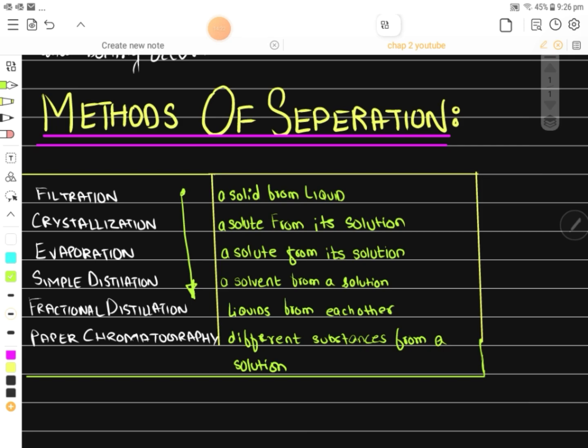Filtration: separating a solid from a liquid. Filtration is a process in which you remove a solid from a liquid. Crystallization: separating a solute from a solution. Crystallization is a process in which, like the thing we discussed earlier in the session, when we dissolve sugar in water, that sugar was a solute. By the process of crystallization, we take out sugar from a solution of sugar and water.